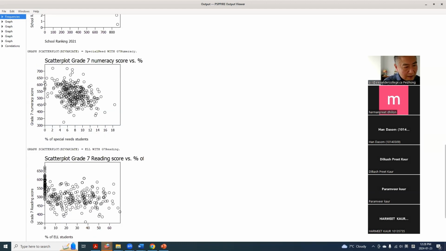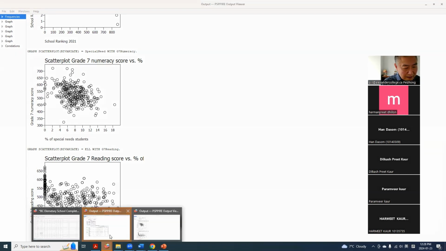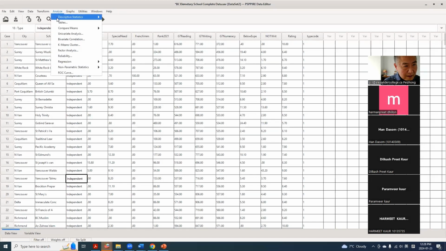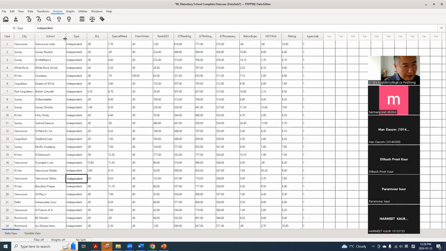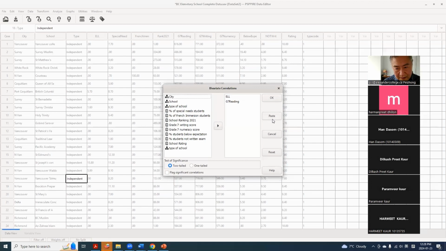How about this one? This one's stronger. Special needs students percentage and numeracy scores. Let me do that. Bivariate, one variable would be percentage of special needs students, and the other, let's see, numeracy.